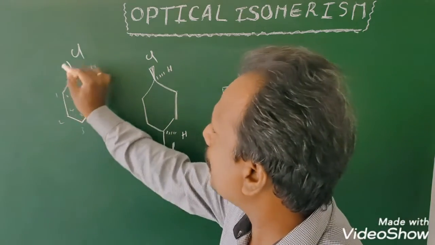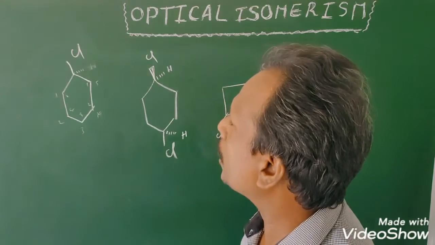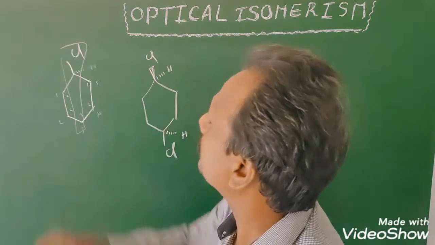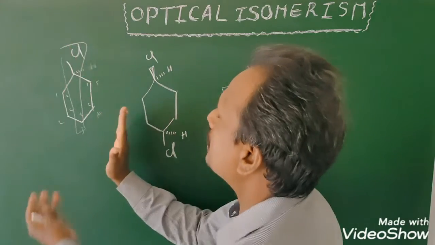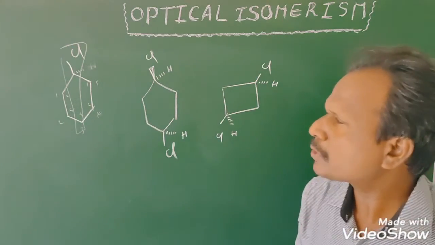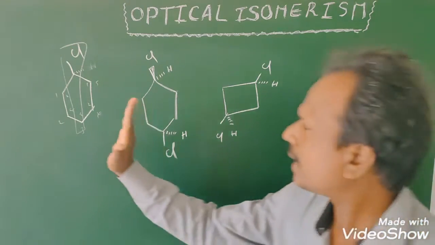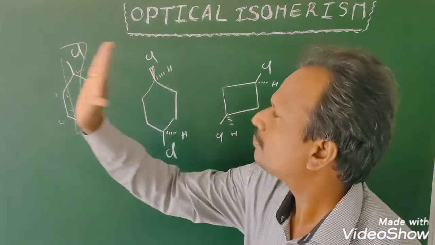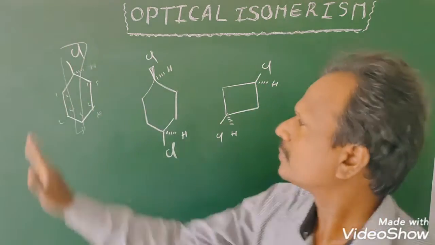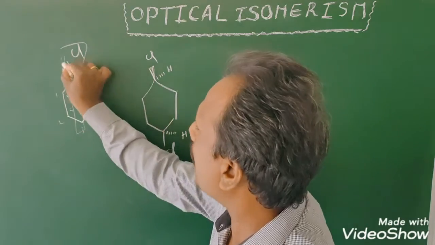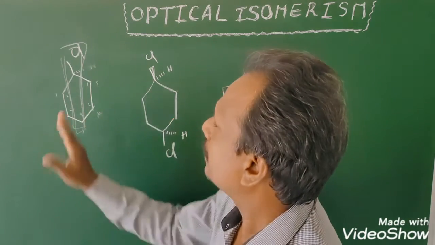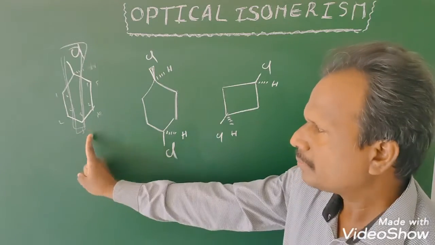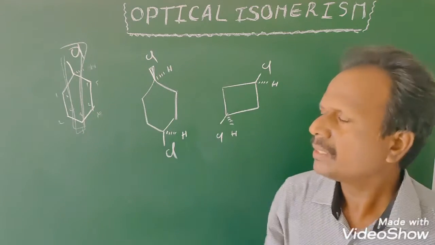It is the imaginary plane which bisects the molecule into two equal parts. It has a vertical plane of symmetry. Three types of plane of symmetry are there: vertical, horizontal, diagonal. If the plane passes through the atom, the remaining molecule becomes two equal halves. That means this molecule has a plane of symmetry.